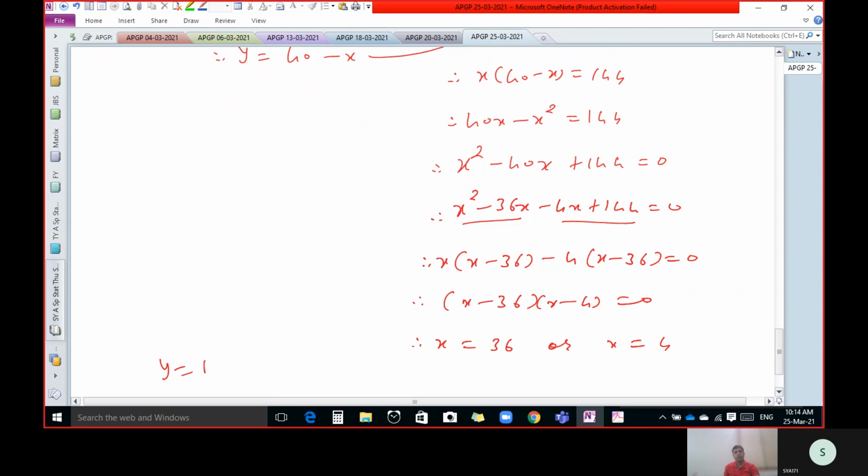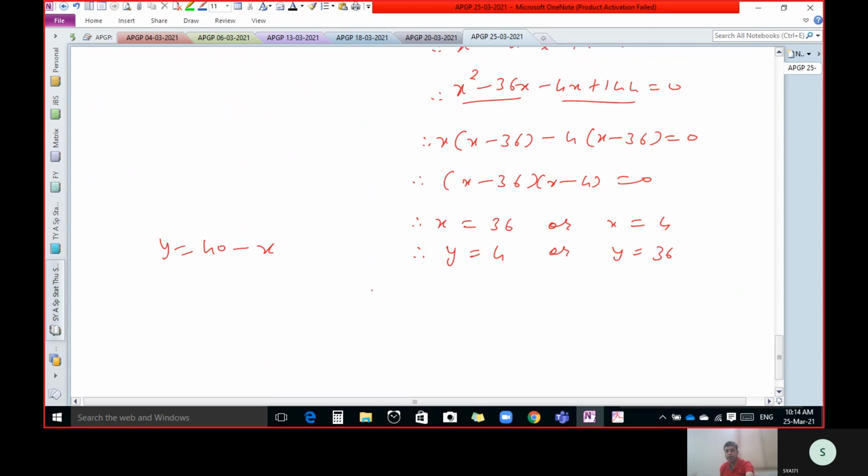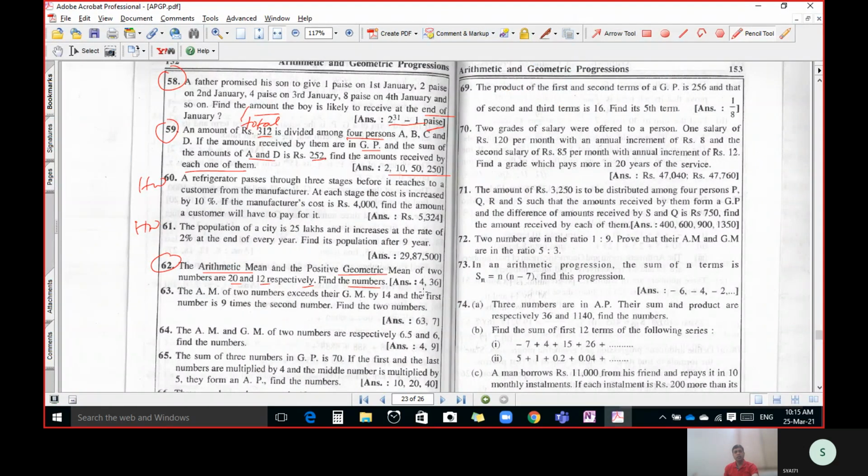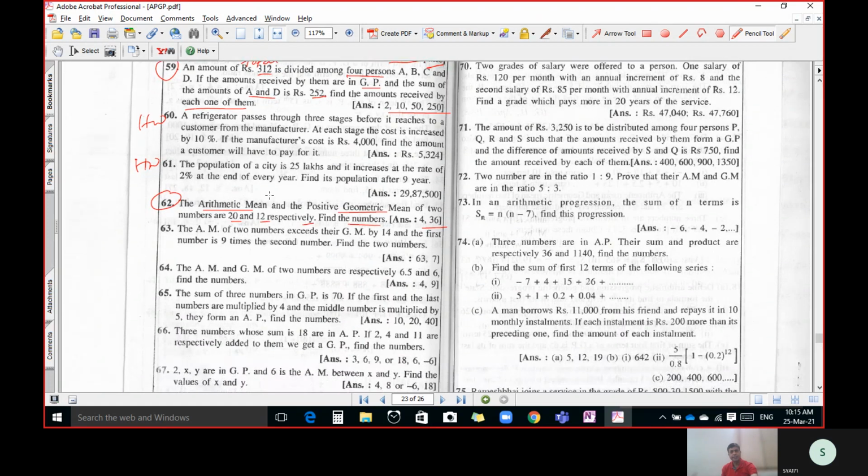Now what is y? y is nothing but 40 minus x. So if we subtract 36 from 40 we get 4. Or if we subtract 4 from 40 we get 36. So my final answer is the numbers are either 4 or 36. Numbers are 4 and 36, or you can say 36 and 4. So both are valid answers, but numbers are 4 and 36. So find the numbers. Numbers are 4 and 36. Question number 63.